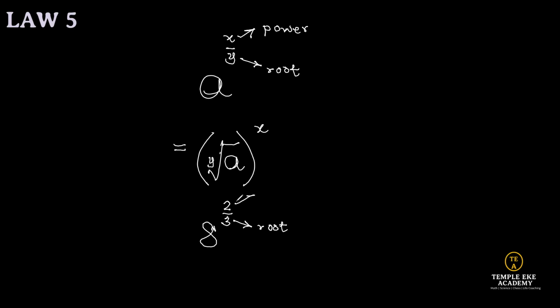And the numerator in the power is 2. It tells us the power to which we're going to raise that arrangement of roots that we have taken. So let's evaluate this. Since we have 3, we're taking the cube root of the base, the cube root of 8. Now the whole arrangement will be raised to the power 2.